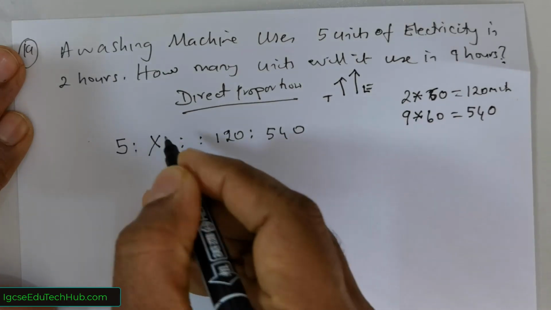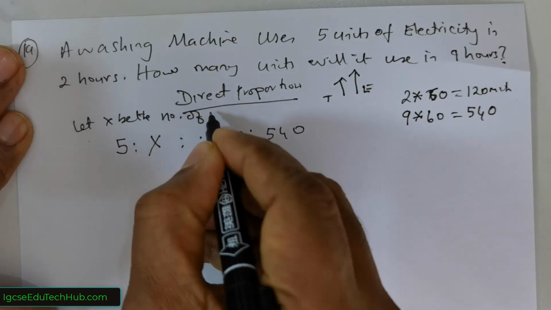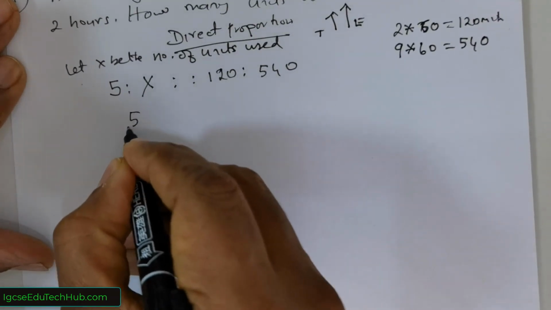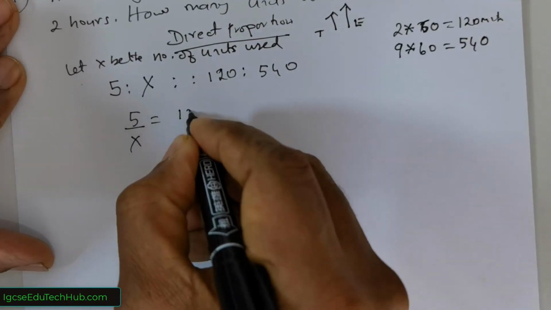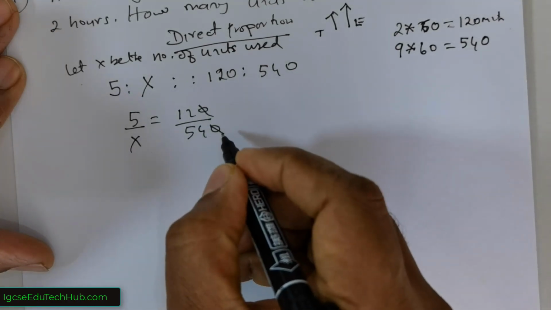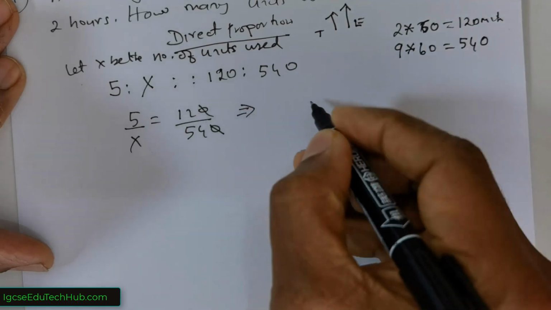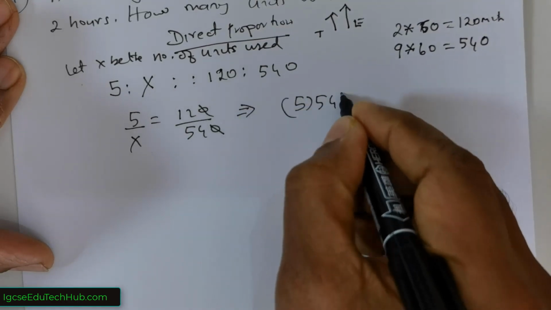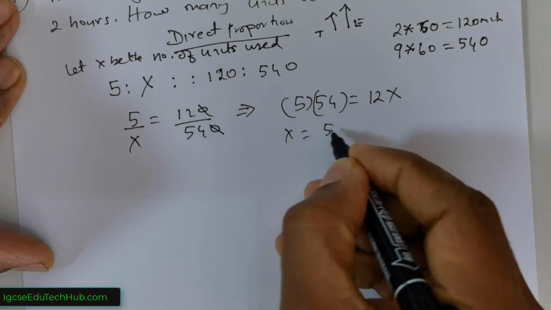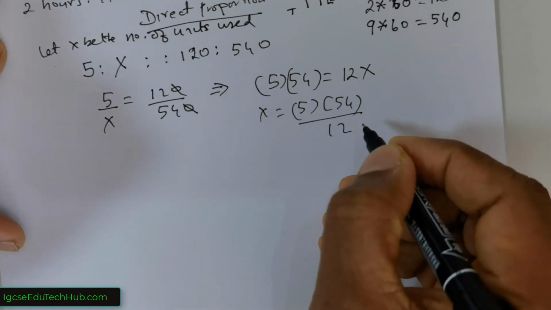Now we are expected to find x. So I'm going to state here, let x be the number of units used. So if I were to transfer this, it's going to be 5 over x is equal to 120 over 540. You cancel the zeros and you cross multiply. If you were to cross multiply, you get 5 into 54 is equal to 12 times x. So x is equal to 5 into 54 divided by 12.